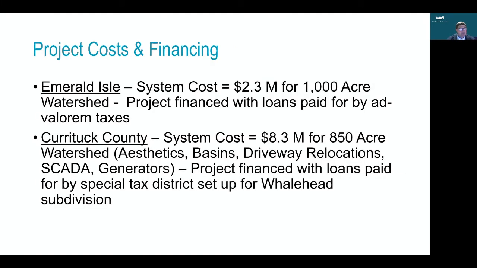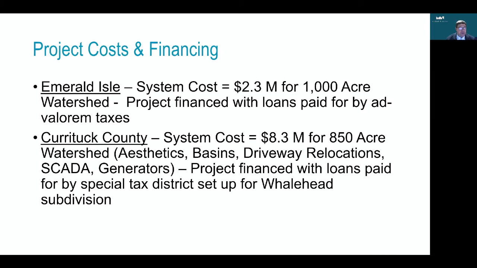As far as costs go, the Emerald Isle system has been roughly $2.3 million from the town's perspective and the infrastructure. Again, they are keeping their systems within the right-of-way. This doesn't include the purchase of the property and the park, because that was dealt with on separate funds. But as far as being able to put the system in, that's what this cost was.